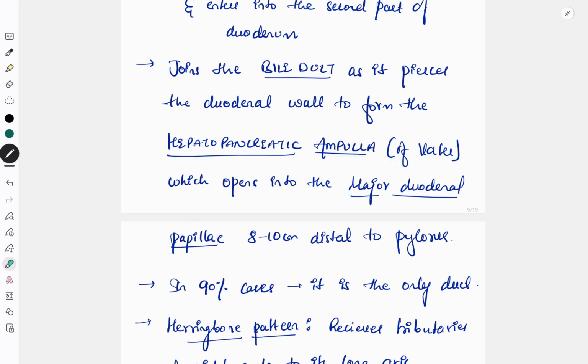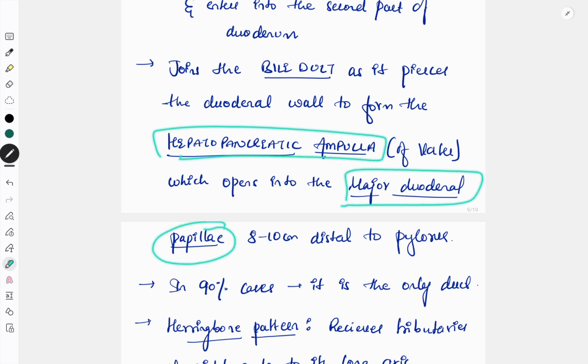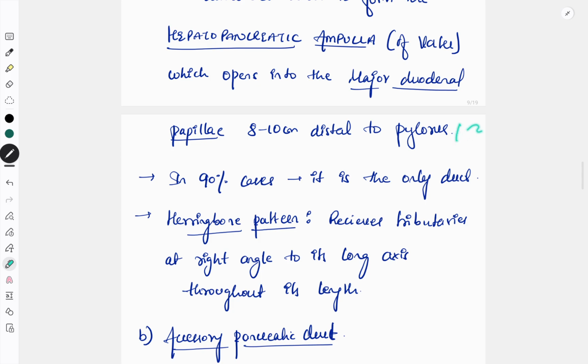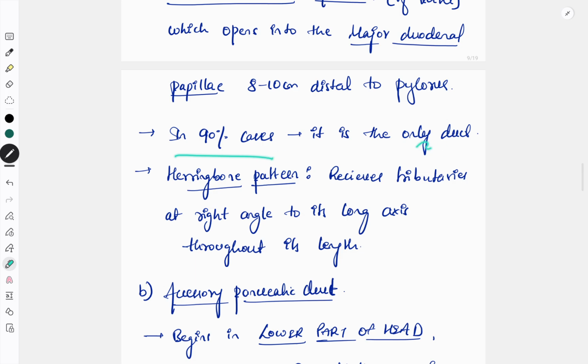Okay, so this hepatopancreatic ampulla, where does it open? It opens into the major duodenal papilla, which is situated 8 to 10 centimeters distal to the pylorus of the stomach. In 90% of the cases, it is the only duct. So 90% of people do not have an accessory pancreatic duct. They only have one duct, that is the main pancreatic duct.